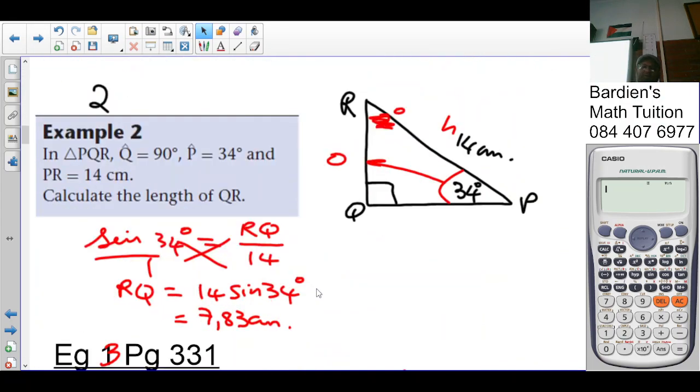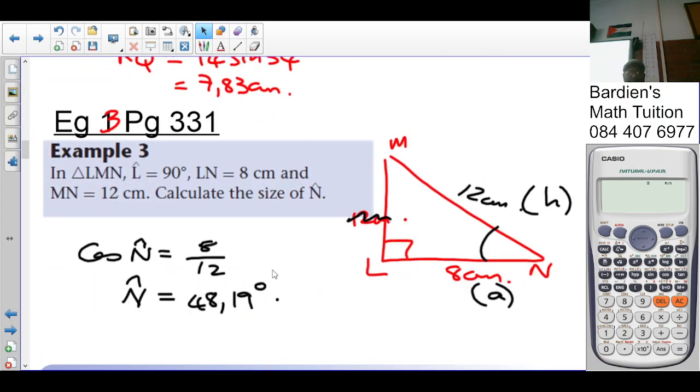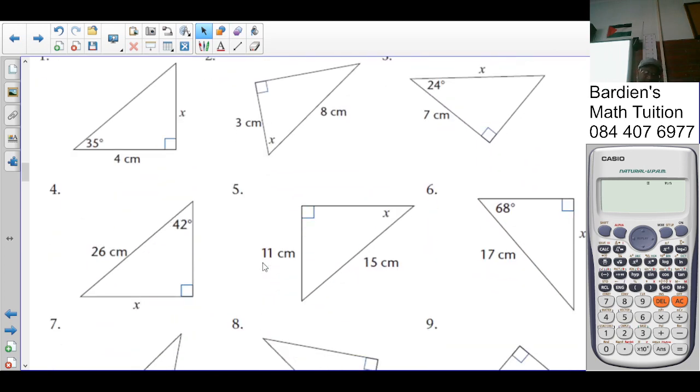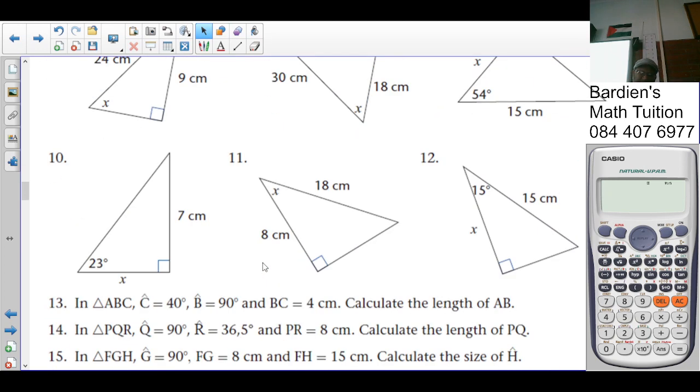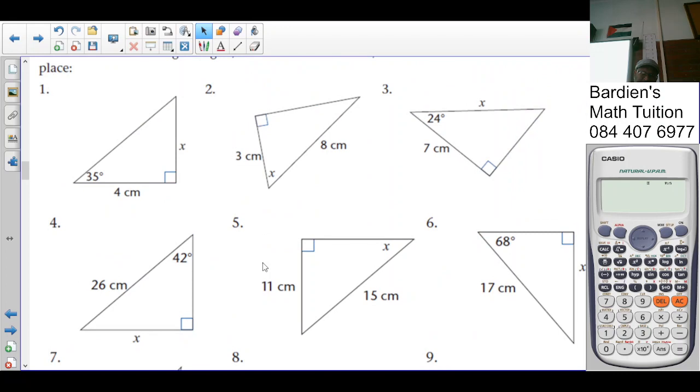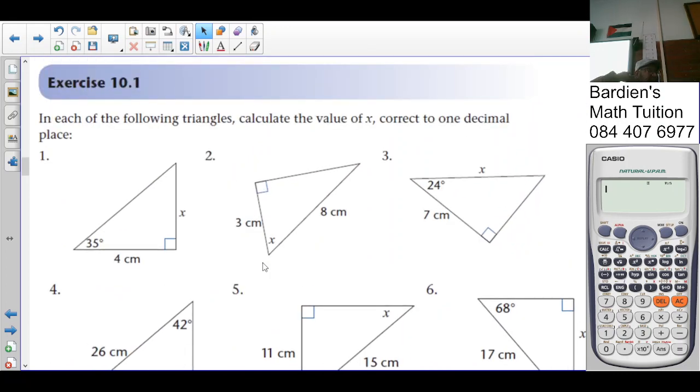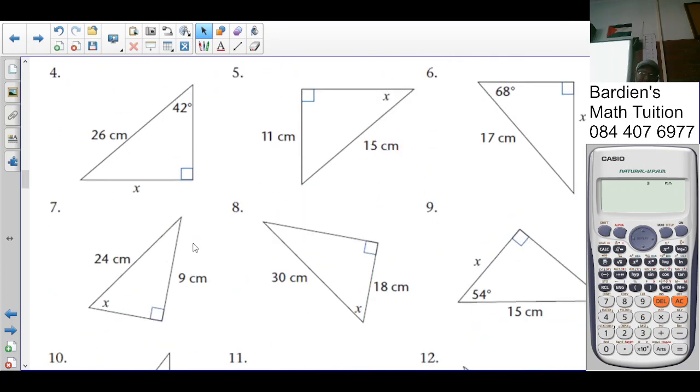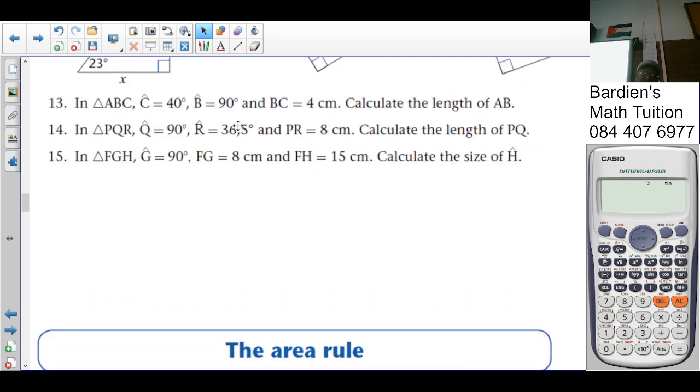You guys had homework. It was exercise 10.1. Any problems with numbers 1 to 12? You have to only do the odd numbers. Any problems with numbers 1 to 11? Any problems with 13 and 15? You sure? You did the work.